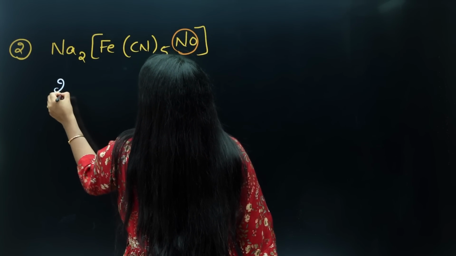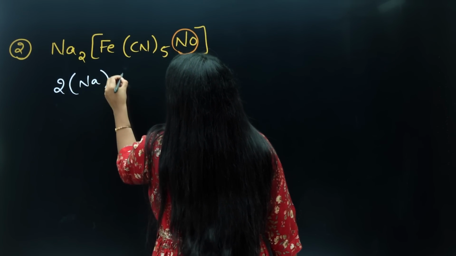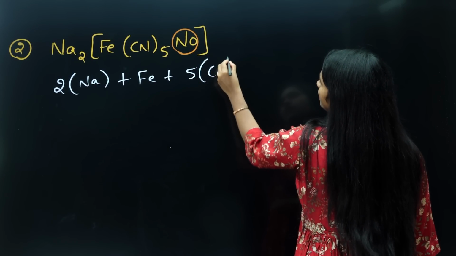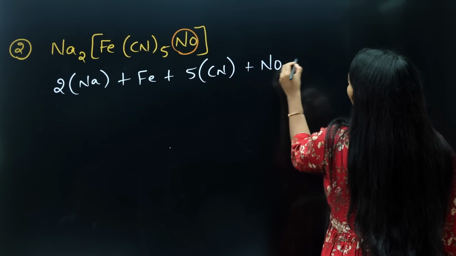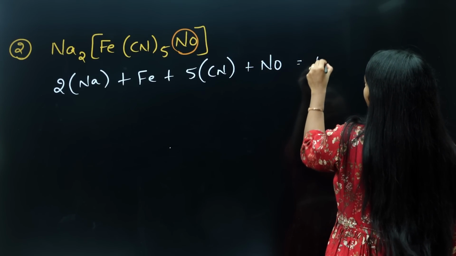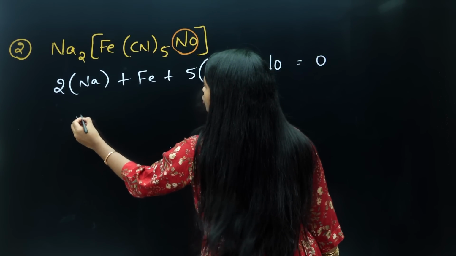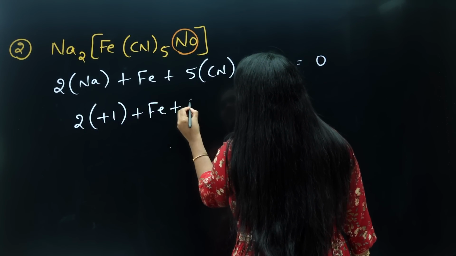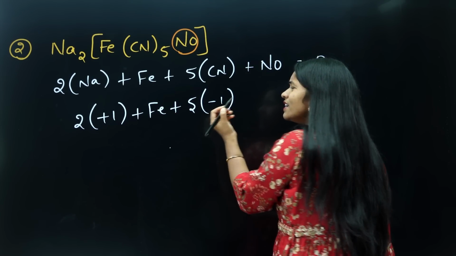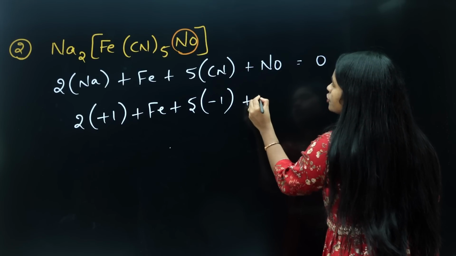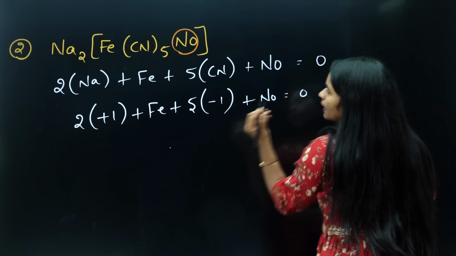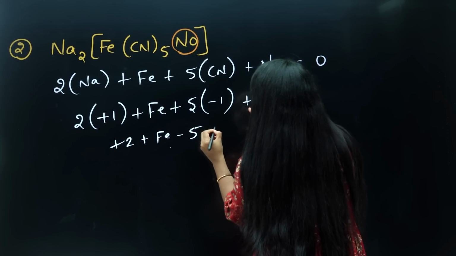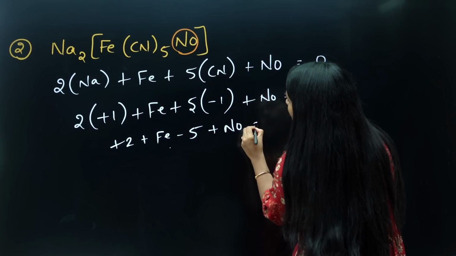2 sodiums, so 2 into Na plus, Fe, plus 5 into CN, plus NO. Total charge, the sum of all oxidation states, is equal to 0. Sodium oxidation state is +1, plus Fe. These are always fixed. Each cyanide is always -1, so no confusion. Is it clear? Now just write +2 plus Fe minus 5 plus NO is equal to 0.